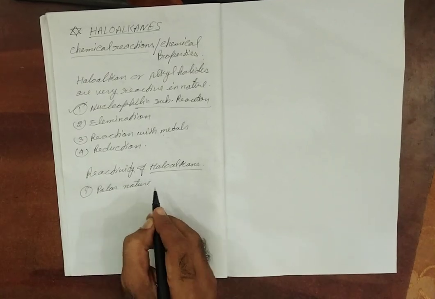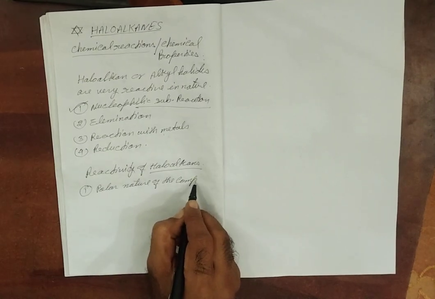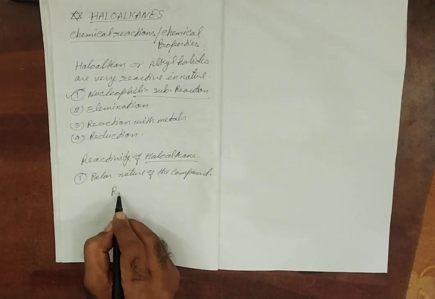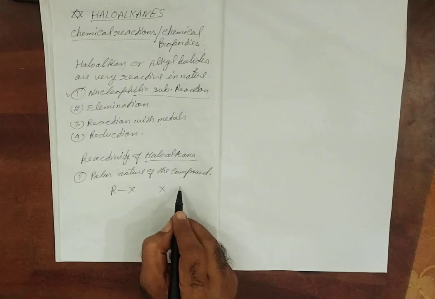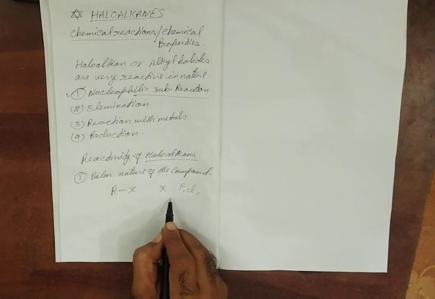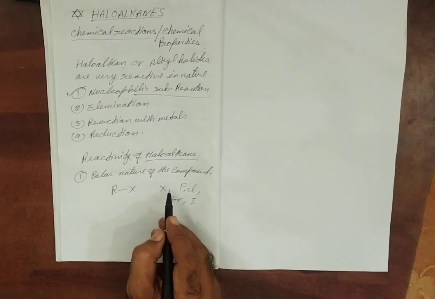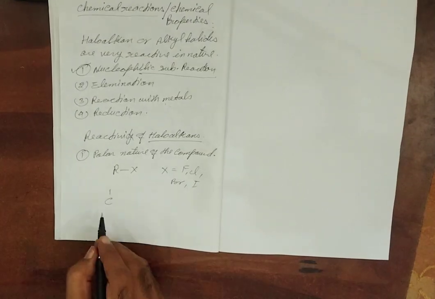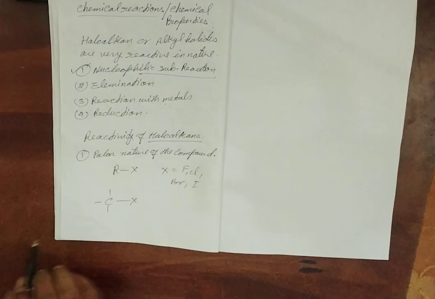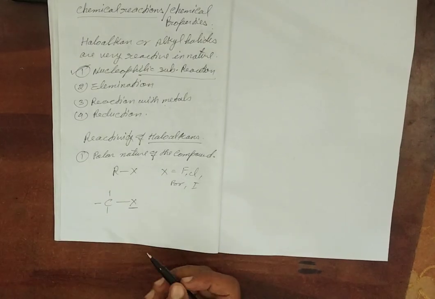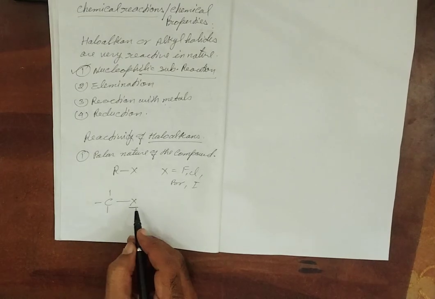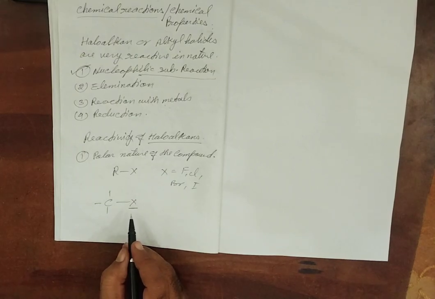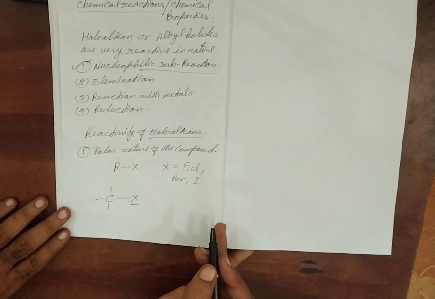Polar nature of the compound. If we go ahead, then the general formula for haloalkanes is RX, where X is a halogen atom, that may be fluorine, chlorine, bromine, or iodine. Any one of them may be there in place of X, or we can write it like this: C and X. The halogen atom attached here is more electronegative as compared to the carbon atom. Electronegativity, so we can define electronegativity as the tendency of an atom to attract the shared pair of electrons towards itself.